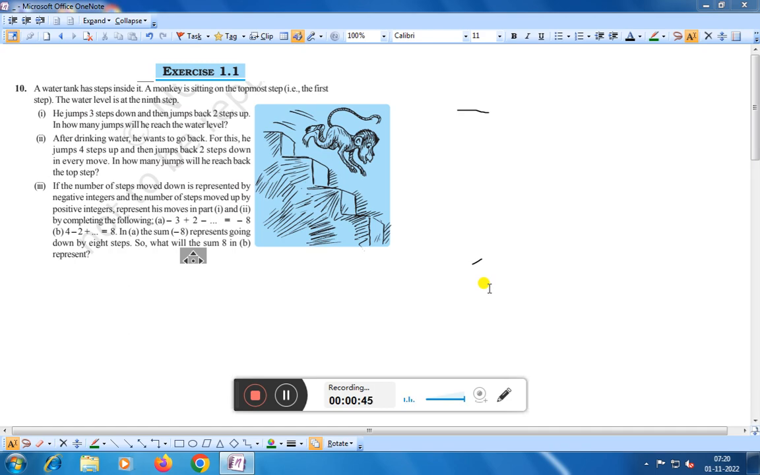Number 3: if the number of steps moved down is represented by negative integers and the number of steps moved up by positive integers, represent his moves in part 1 and 2 by completing the following. A: minus 3 plus 2 minus, is equal to minus 8, and B: 4 minus 2 plus, is equal to 8. If in A, the sum minus 8 represents going down by 8 steps, what will the sum 8 in B represent?